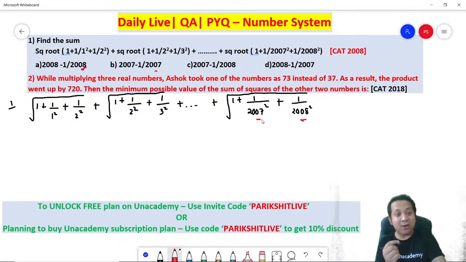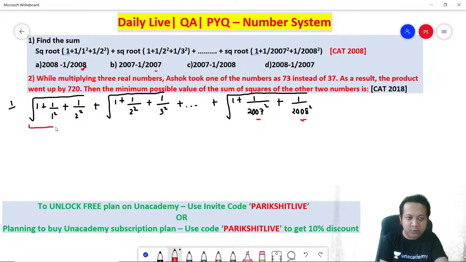I am giving you unorthodox ways of solving questions in the CAT. Let's say you want to change the question. In your CAT, instead of so many terms, you probably want to take only the first term. So let's replace the question and write it as square root of 1 plus 1 by 1 square plus 1 by 2 square. Let's say only the first term is the question.